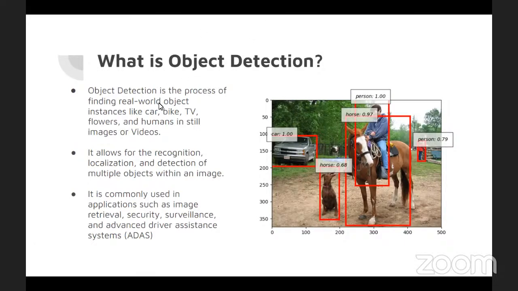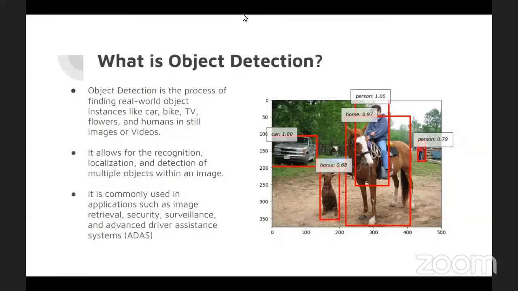Object detection is the process of finding real-world object instances like car, bike, TV, flowers, etc., or humans in still images or video. Object detection forms the base of image recognition, image localization, and detection of multiple objects within an image. It is commonly used in applications such as image retrieval, security, surveillance, and advanced driver assistance. Nowadays, traffic police are also adopting object detection, and performing surveillance across cities using cameras.